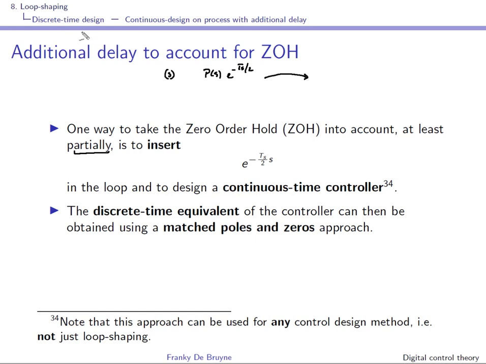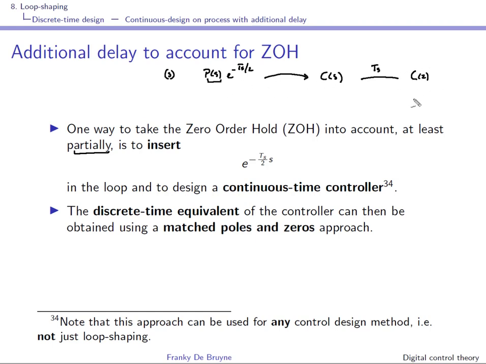In our case it's loop shaping, but this is also valid if the control method is not loop shaping, and this will lead to the controller C(s), and then you use, for instance, match poles and zeros to sample and to obtain a discrete time equivalent description of the controller. The idea, of course, here is to obtain a digital controller for the original system P(s).